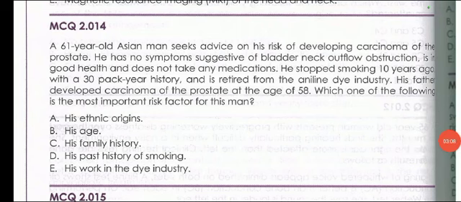A 61-year-old Asian man seeks advice on his risk of developing carcinoma of the prostate. He has no symptoms suggestive of bladder neck outflow obstruction. He is in good health and does not take any medications. He stopped smoking 10 years ago after a 30-year history, and he is retired from the aniline dye industry. His father developed carcinoma of the prostate at the age of 58. Which one of the following is the most important risk factor for this man?